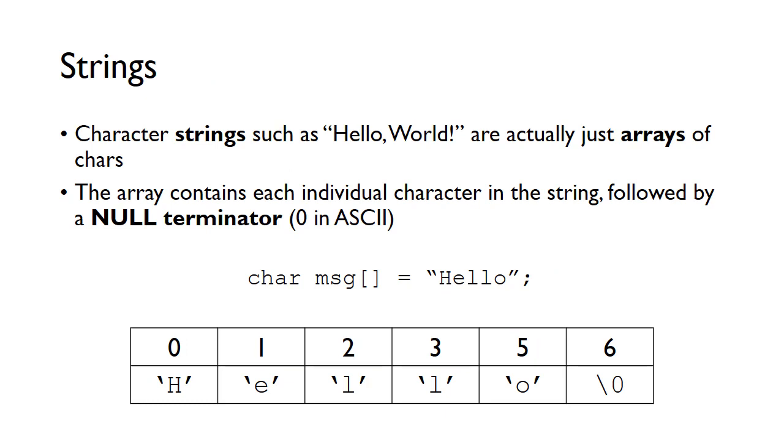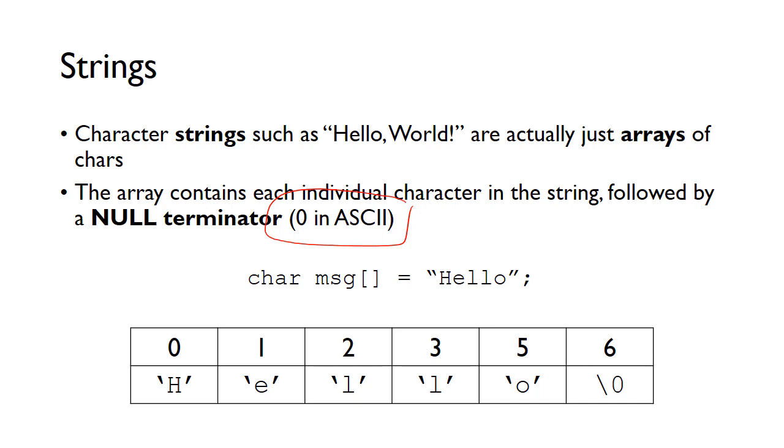We've come across strings before, and we've been doing hello world and things like this using printf. Well, strings are actually just arrays of chars. A char represents a single character, and a string is multiple characters, so it's essentially just an array of characters. The array contains each individual character in the string followed by a null terminator. A null terminator is 0 in the ASCII code, the first thing in the ASCII table. It tells us when the end of the string is.